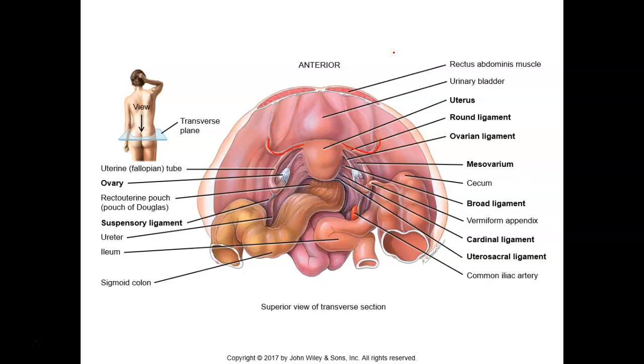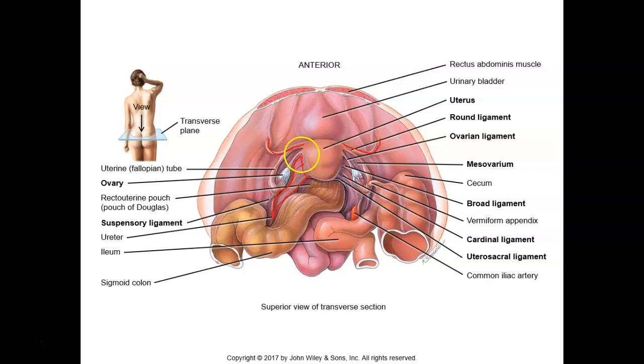Now, there's a few other ligaments as well. The broad ligament, I'm going to show you on this side. If we surround it here, that big broad sheet of connective tissue, that's the broad ligament. Over here, there's a lot more lines. It's kind of difficult to see. But this is the round ligament. This is the broad ligament.